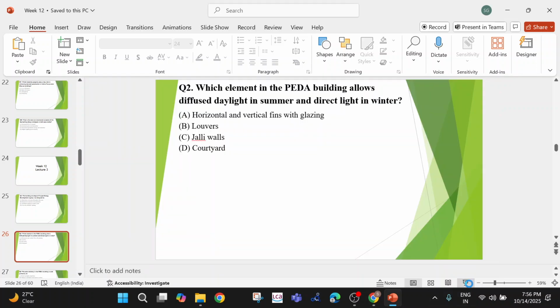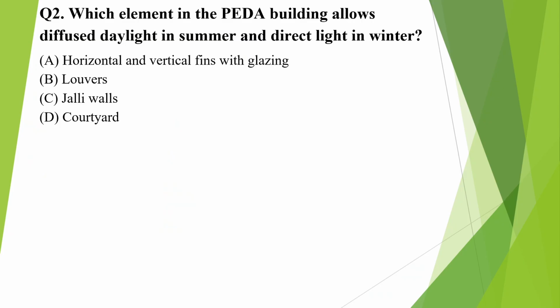None of you are going in a different direction, so either all of you are correct or all of you are incorrect. So let me check and discuss with others who have not answered this question. The correct answer for question number 2 is option A, that is horizontal and vertical fins with glazing. So all of you have marked it correctly.